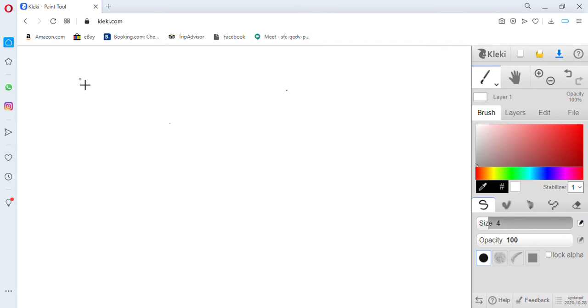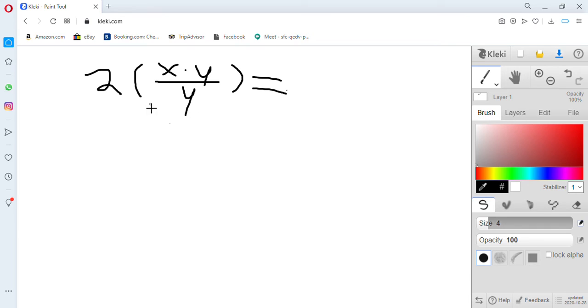Okay, let's do 2 times x times y over y. So this might be a difficult problem, but you see, it has parentheses around it, so it represents multiplication. So we can put that multiplication sign right there to show that's multiplication.